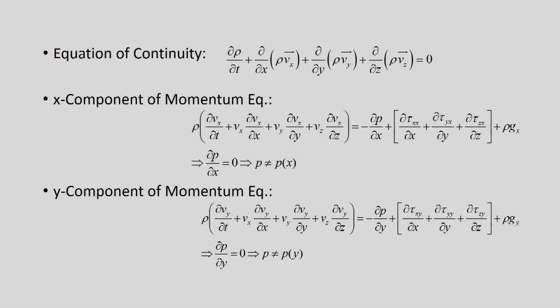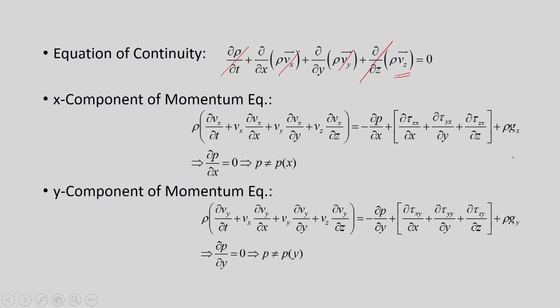Now the continuity equation in Cartesian coordinates is given here: ∂ρ/∂t + ∂(ρvx)/∂x + ∂(ρvy)/∂y + ∂(ρvz)/∂z = 0. It is a steady state problem, so ∂ρ/∂t is 0. Vx is not existing, Vy is not existing, Vz is existing, but Vz is not a function of z. Another reason is the fully developed flow: the flow is in the z direction, so for fully developed flow the derivative of velocity or shear stress with respect to z is 0. So continuity is satisfied here. Then the x component of the momentum equation is given here.